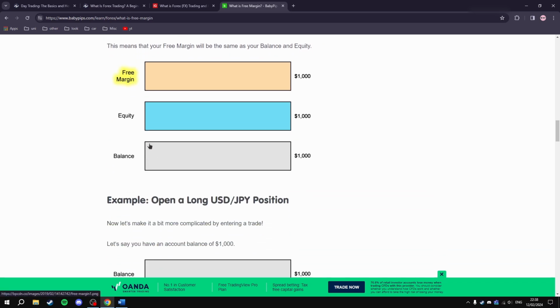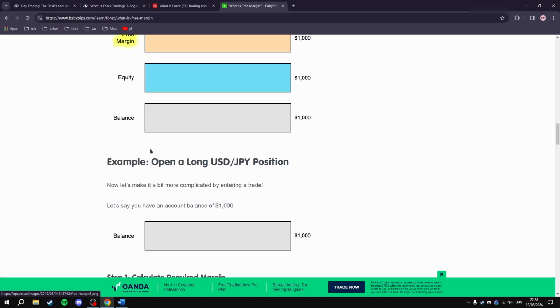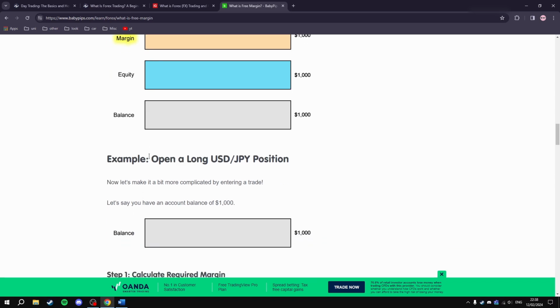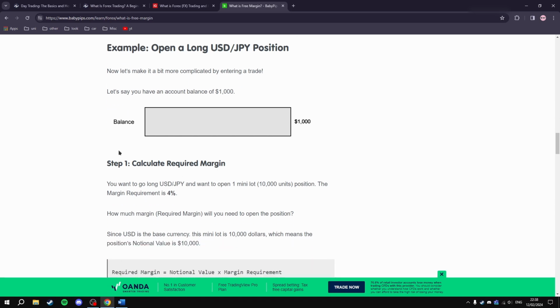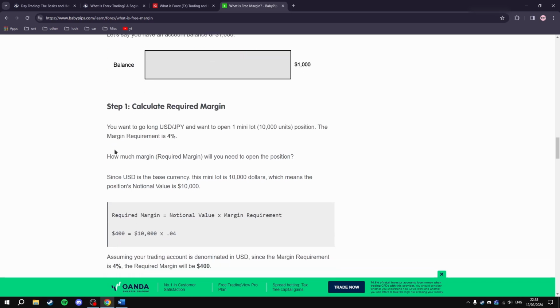Example, open a long USD JPY position. Now let's make it a bit more complicated by entering a trade. Let's say you have an account balance of 1,000. Step 1, calculate required margin. You want to go long USD JPY and want to open one mini lot, 10,000 units position. The margin requirement is 4%. How much required margin will you need to open the position? Since USD is a base currency, this mini lot is at $10,000, which means the position's notional value is $10,000.